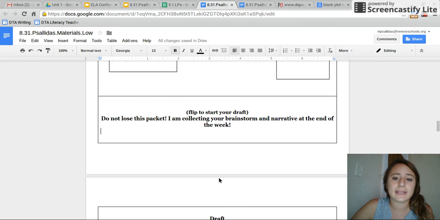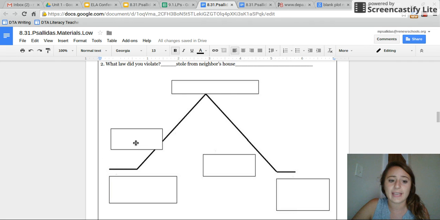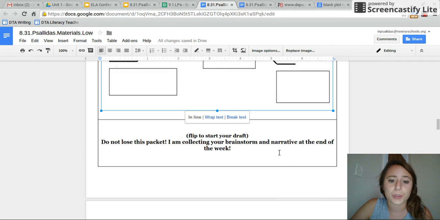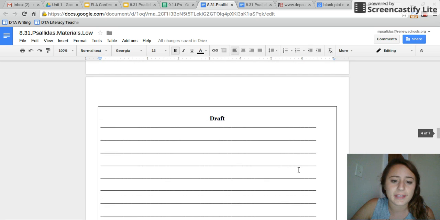I am also going to be collecting this whole packet at the end of the week. Every day, you're going to add on a different part to your narrative. So make sure that you make your exposition just about two paragraphs.